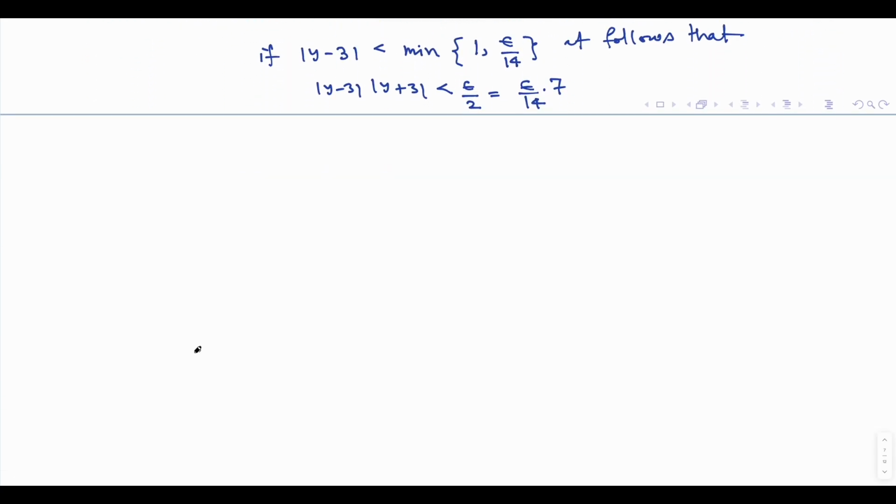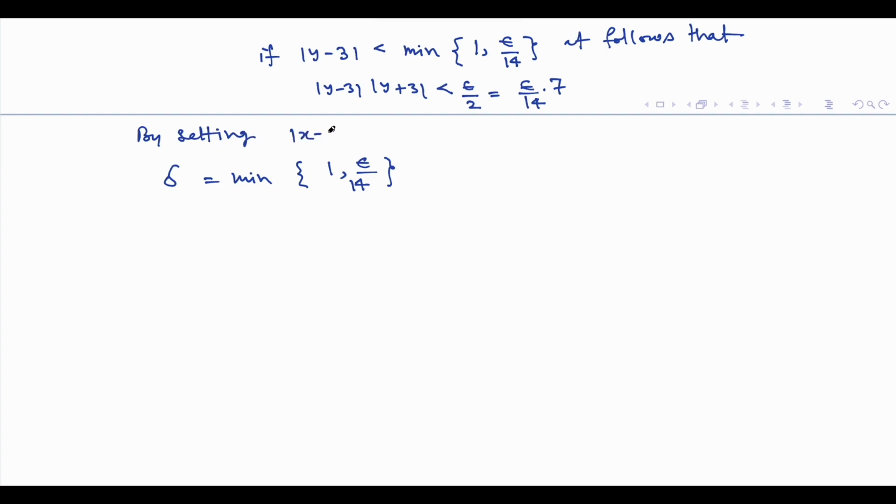So if you see, now we can see an appropriate delta, which is equal to minimum of 1 comma epsilon by 14, right? So what is the setting? Appropriate delta by setting. What is the setting here?